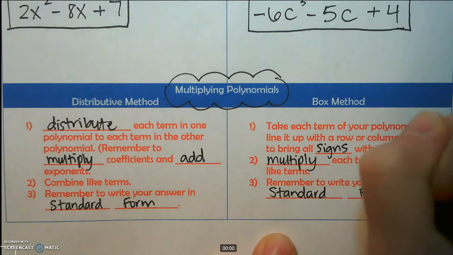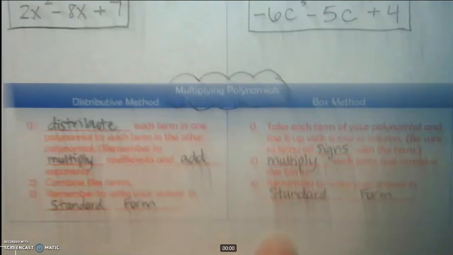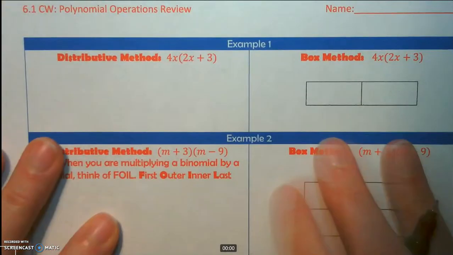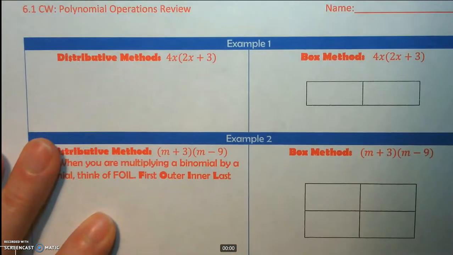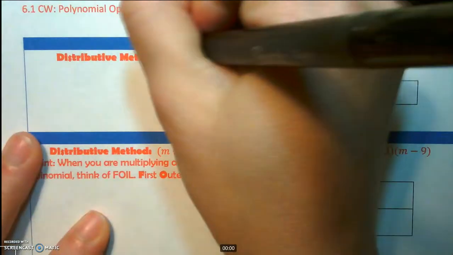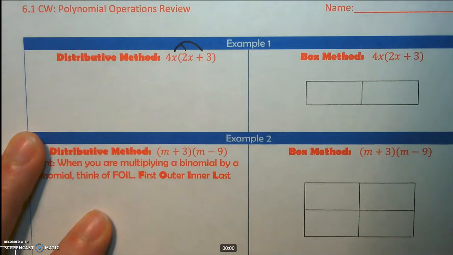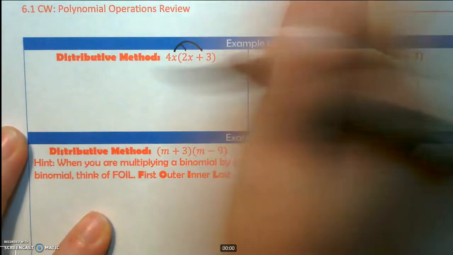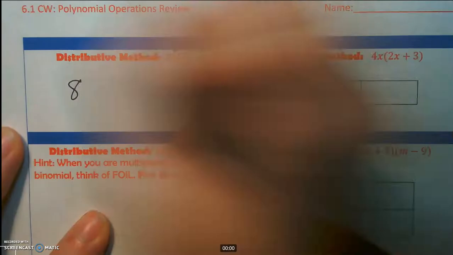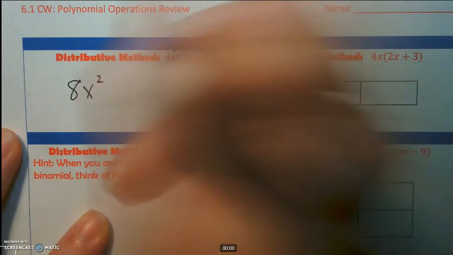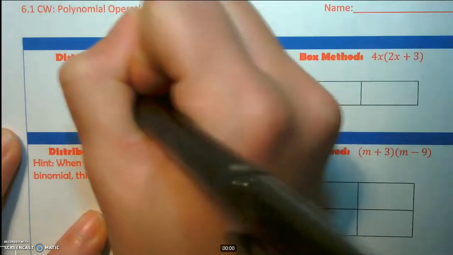So let's flip this paper over and take a look at a few examples. All right. We had the distributive method, example 1, and we're also going to do it with the box method as well. For the distributive method, we have a monomial times a binomial, so there's going to be two different arrows. 4 times 2 gives us 8. X times x gives us x squared.